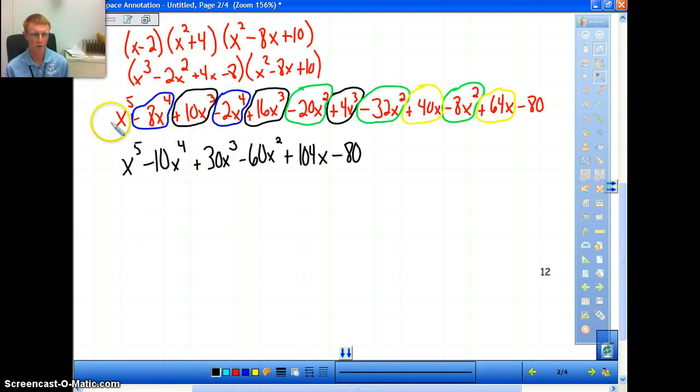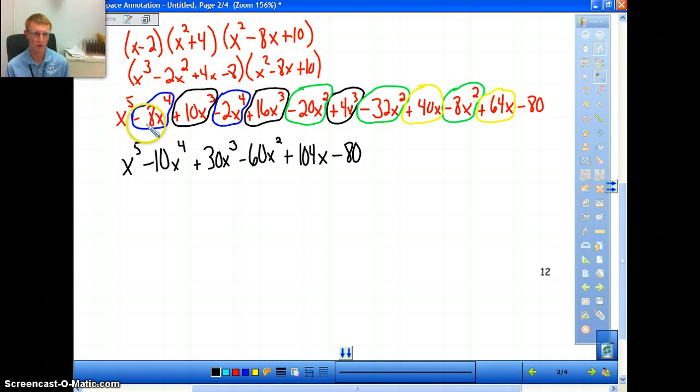Okay, so we're back, and what I've done is I have multiplied this entire thing out. That's a lot of terms. x to the third times x squared, x to the third times negative 8x, x to the third times 10, negative 2x squared times x squared, negative 2x squared times negative 8x, negative 2x squared times 10, all the way through. And we get all of these terms.